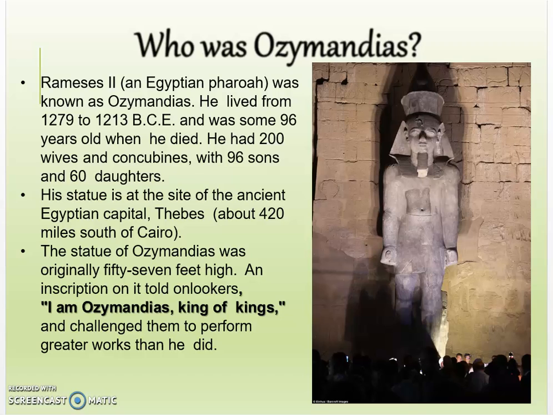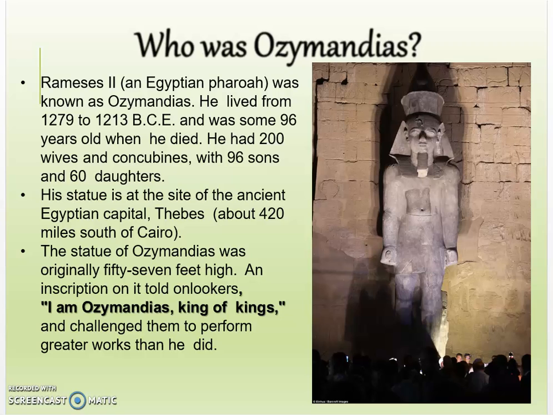He lived from 1279 to 1213 before Christ. So that was a long time ago, and he was some 96 years old when he died. He had 200 wives and concubines with 96 sons and 60 daughters. So he remained the king for a very long time, and he believed that he was the most powerful of all kings of all time, and that is why even on the statue he had it written at the bottom, King of all kings. So his statue is at the site of the ancient Egyptian capital Thebes, which was 420 miles south of Cairo.